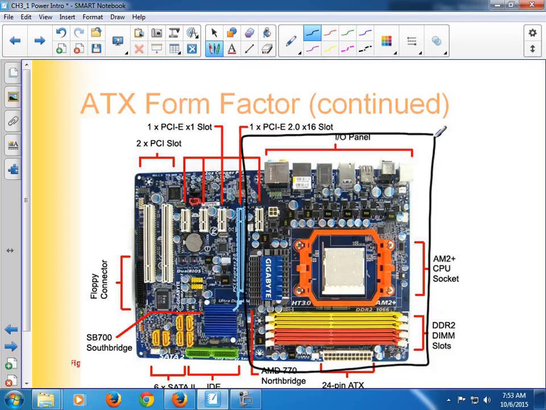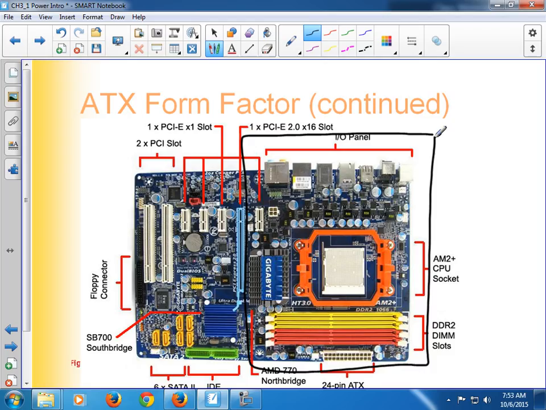It looks very similar though. Look how similar that is to the one I'm holding right here. This could be the same one, but it's even the same manufacturer. So I've got my back panel connectors, my CPU, and my memory in a line.